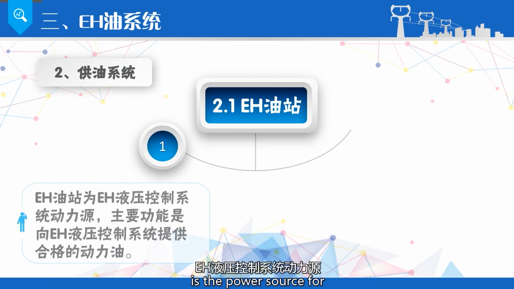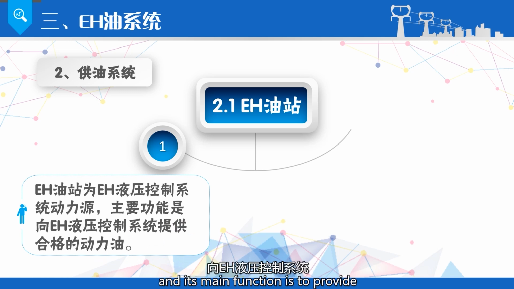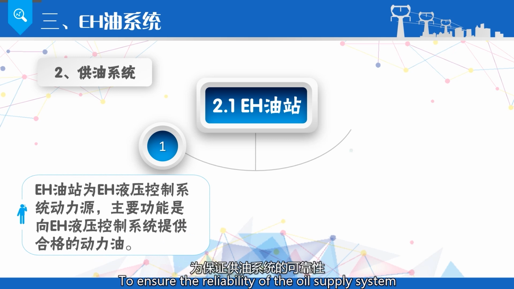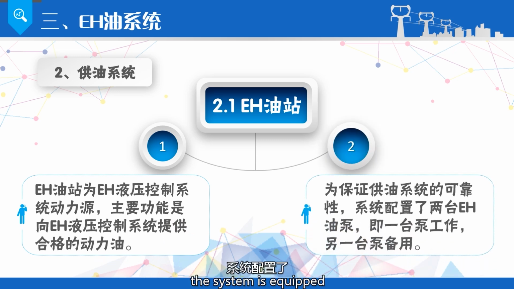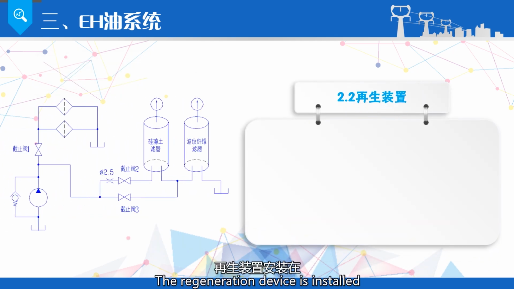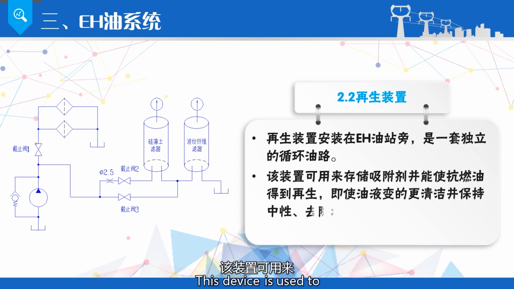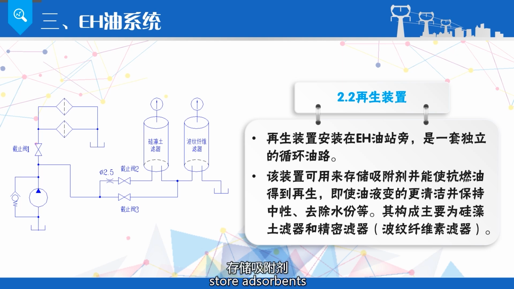EH oil station. The EH oil station is the power source of the EH hydraulic control system, and its main function is to provide qualified power oil to the EH hydraulic control system to ensure the reliability of the oil supply system. The system is equipped with two oil pumps, with one pump in operation and the other as a backup. Regeneration device. The regeneration device is installed next to the EH oil station and is an independent circulating oil circuit. This device is used to store absorbents and regenerate fire-resistant oil, keeping the oil clean and neutral and removing moisture.